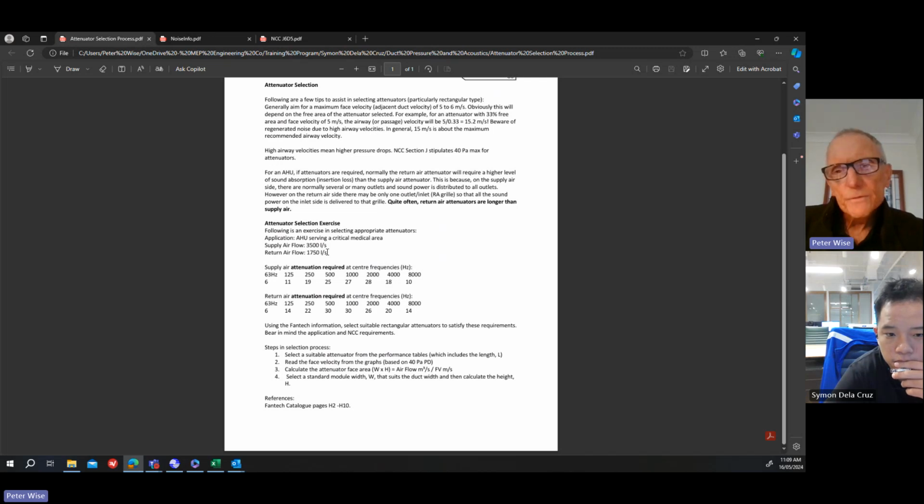Now, do you know what the requirements are for attenuators that serve an operating theatre or a clinical space where patients are being looked after in a hospital or any medical centre? There are Australian standards and state-by-state requirements for lining of ductwork or attenuators. Are you familiar with that?